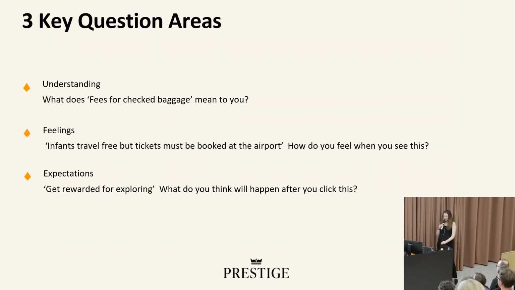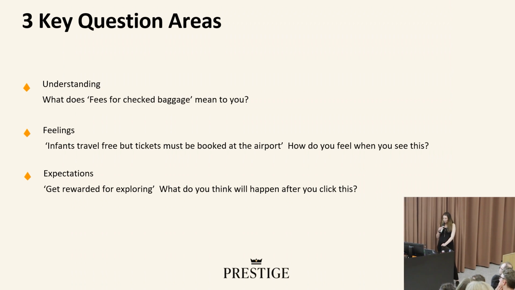How do things make them feel as well? So what feelings are they experiencing? So an example here, infants travel free, but tickets must be booked at the airport. How do you feel when you see this? So tapping into those emotions as well, because we know that emotions are really persuasive within design. And then we want to know what their expectations are as well, based on what they're reading. So get rewarded for exploring. What do you think will happen after you click this? So they're the 3 key areas that we want to be understanding from testing copy.